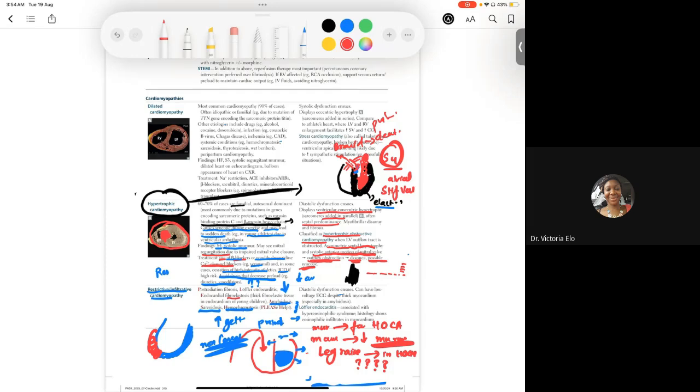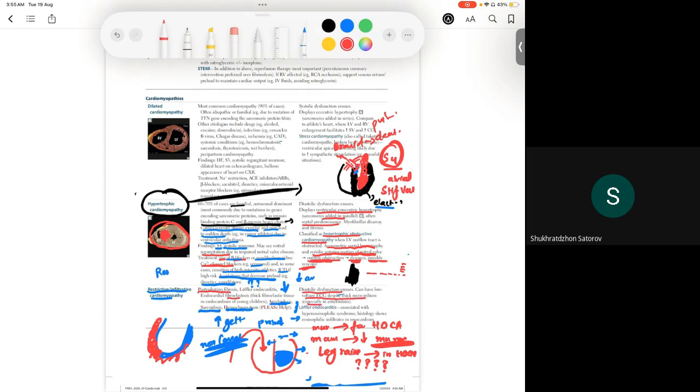Post radiation fibrosis. If you are giving radiation to an individual, let's suppose he's having breast cancer or lung cancer, radiation itself can lead to fibrosis within the heart. And as the heart becomes fibrous, can we fill the heart properly? No. So diastolic dysfunction is going to be seen. Why? Because the heart is not filling properly. The filling phase is diastole. So can I say diastolic dysfunction? Can have low voltage ECG despite thick myocardium, right?